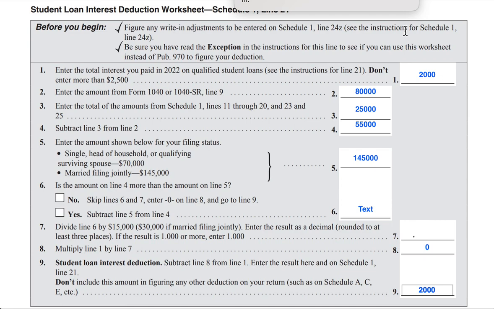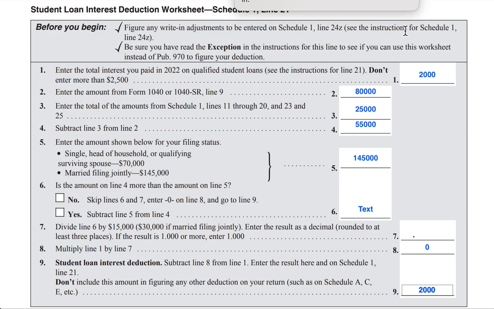Line 17 is the self-employed health insurance. Line 18 would be penalties on early withdrawals from savings accounts. Line 19 would be deductible alimony. Line 20 would be IRA deductions. Line 23 would be Archer MSA contributions. And then line 25 contains a long list of other adjustments. So in this circumstance, we calculated that the Does have $25,000 worth of total adjustments.